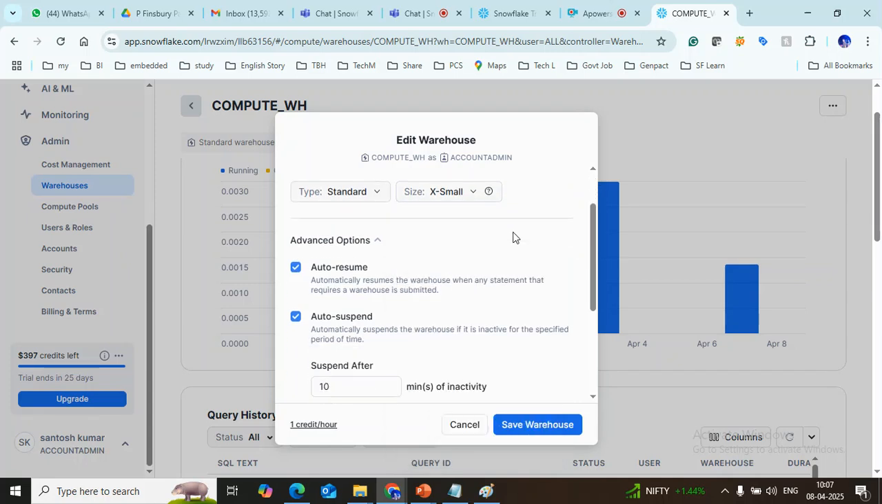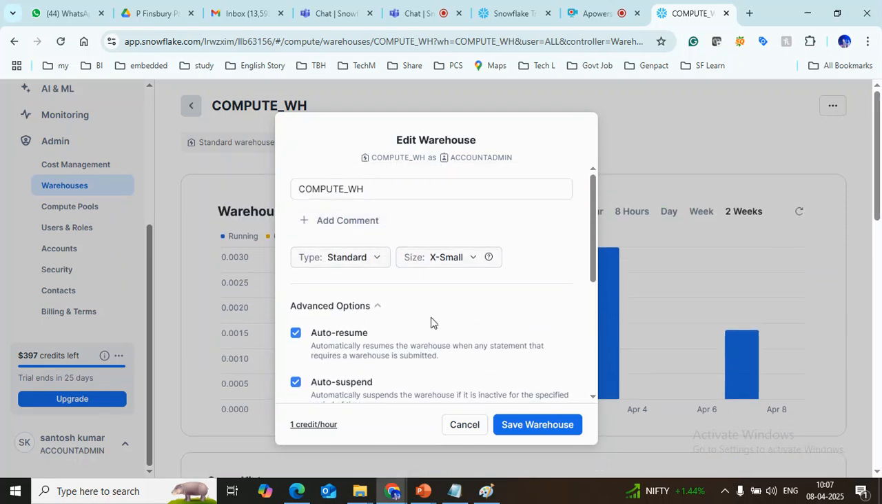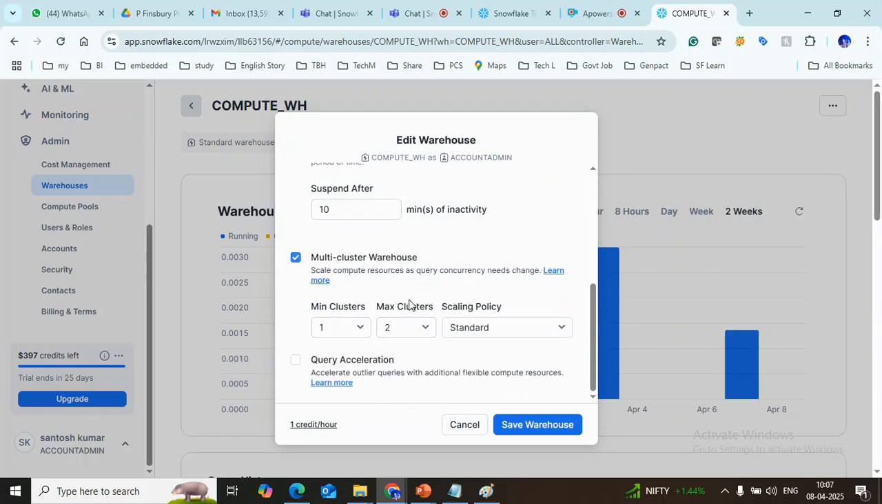Now we'll come to that. You have got the idea about the cluster, right? What is a cluster?